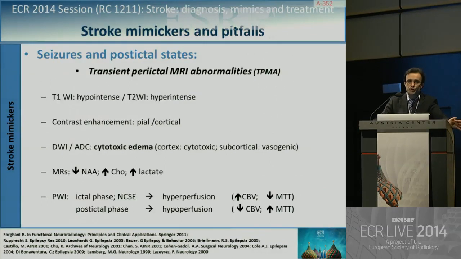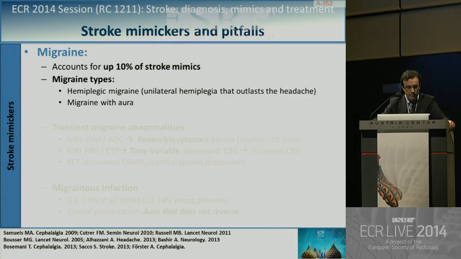And on perfusion, you may have two phases. You may have an early phase of hyperperfusion with an increased CBV and decreased MTT, or you can have the opposite. So you can have a perfusion mismatch like in a stroke, in this patient with a decreased CBV and an increased MTT, mimicking a stroke. So it's important to remember.